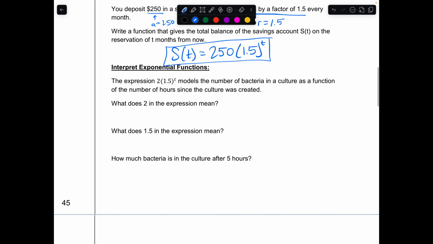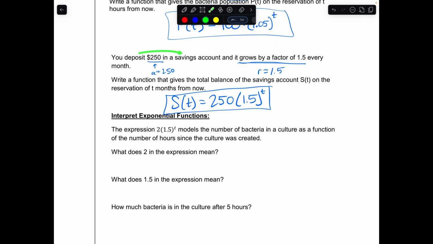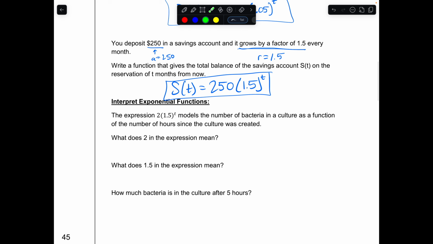I might ask you to go the other way. Instead of giving you a word problem and asking you to write a function, I might give you the function and ask you to interpret what it means. So the expression 2 times 1.5 to the power of t models the number of bacteria in a culture as a function of the number of hours since the culture was created.